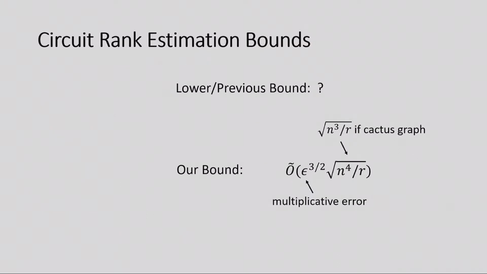So we can use an algorithm due to Ito and Jeffrey from a 2015 paper to estimate the effective resistance of the reduction, which tells us about the circuit rank of the initial graph, and we can do it in this time, where epsilon is the multiplicative error. We can improve on this in the case of a cactus graph. We are familiar with no previous lower bounds, so we think it's really exciting that we can estimate the circuit rank of the graph in this way.